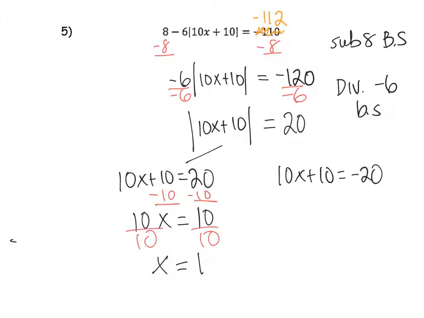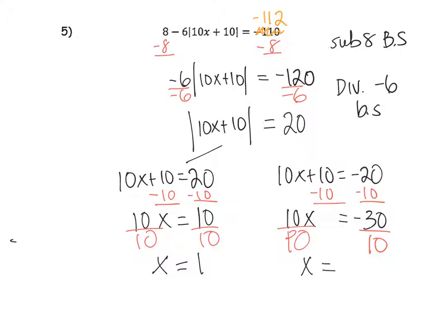All right, go ahead. Keep going, girl. On the other side, you're going to subtract 10 from both sides. Okay. Get 10x equals negative 30. Okay, negative 30. You're going to divide both sides by 10. Ah, see, I have to switch colors every time. So, positive 1, negative 3.